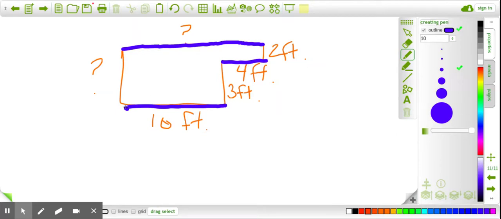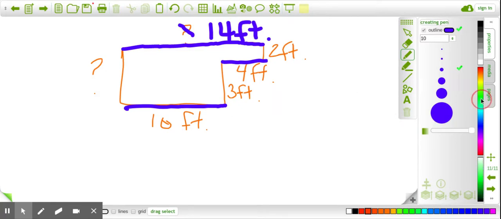So looking at these pieces, I see this is 10 feet and I see this is 4 feet. Now, if I were to pick up this piece right here of 10 feet, it would fit perfectly right here. And together with 10 feet and 4 feet, it would make this line right here. So I can add 10 plus 4 to figure out this unknown. So 10 plus 4 is 14. So this side is 14 feet.